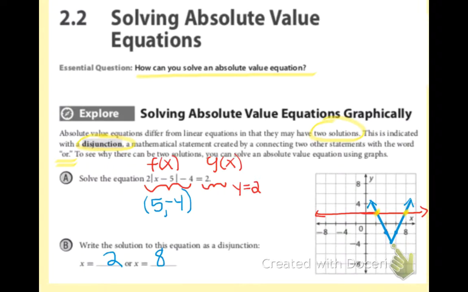So that's really how to solve an absolute value equation graphically: take one side and graph it, which is going to be the absolute value V, and the other side, which will be a constant function, a horizontal line, and simply see where the two graphs cross, and read from the graph the x value, which would be the solution.